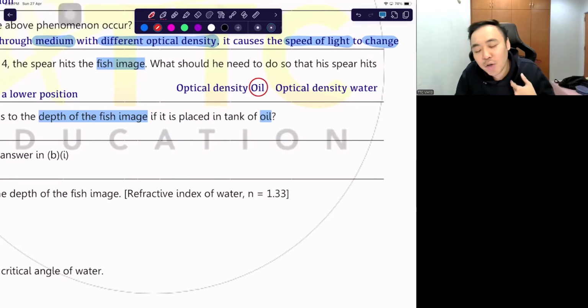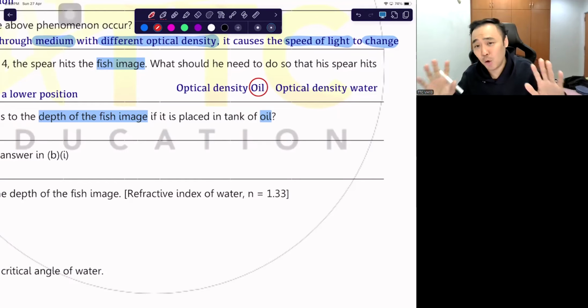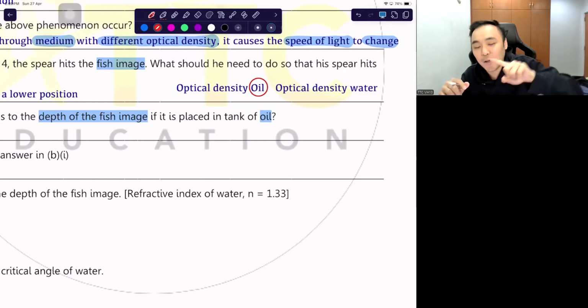Imagine yourself as light. Now you go into a swimming pool. If the whole pool is full of oil, will you swim faster or slower compared to water? Imagine the swimming pool is made of oil. In oil, you swim slower. That means your optical density is higher for oil.